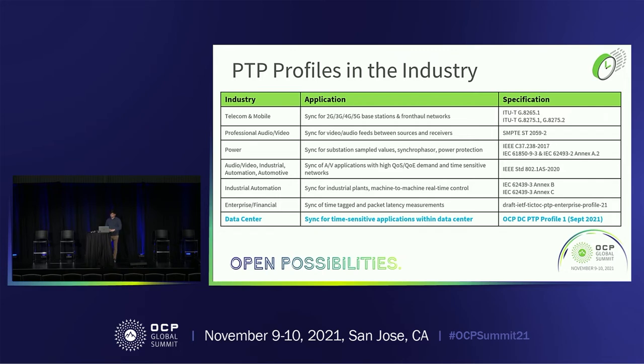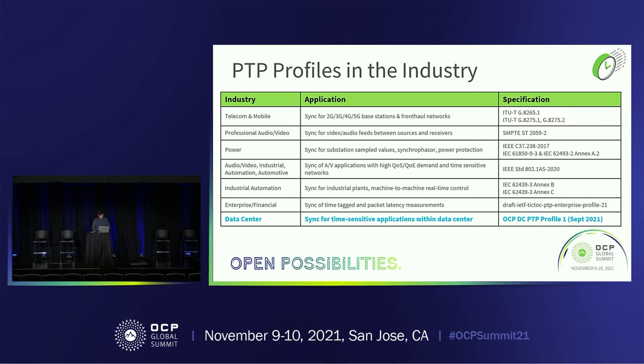So this is a table where today there are about half a dozen PTP profiles that exist in the industry, each having a different scenario: telecom, mobile, professional video, power, and so on. But one industry that has been missing from this was the data center, and this is what we did within OCP-TAP within the past year, to develop a PTP profile for the purpose of data center applications. And this is the last row in that table.